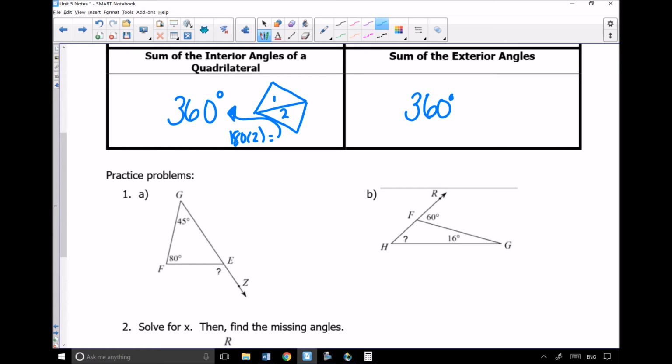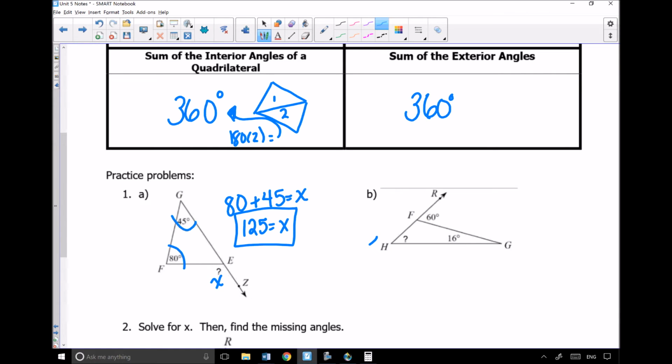Number 1A. If you look right here, these are our remote interior angles, and it's asking me to figure out this exterior angle. So we'll call this exterior angle right here x. So we know that the relationship is that 80 plus 45 is equal to x, because we know that if we add the 2 remote interior angles, it will equal the exterior angle. So I end up getting 125 equals x, and I'm done with this question.